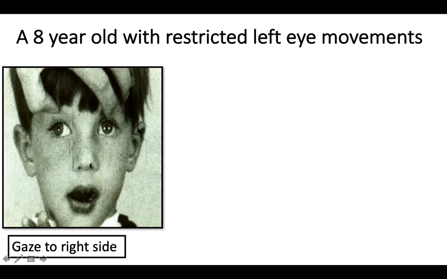But when you look for version, he's not able to look towards the right side, but is able to look towards the left side. But when you check the individual left eye movements, they are normal, both up, down, in and out, everything is normal. So how do you account for this?